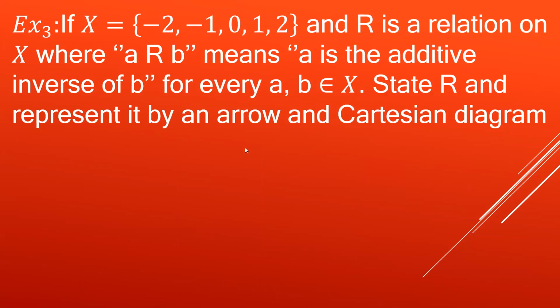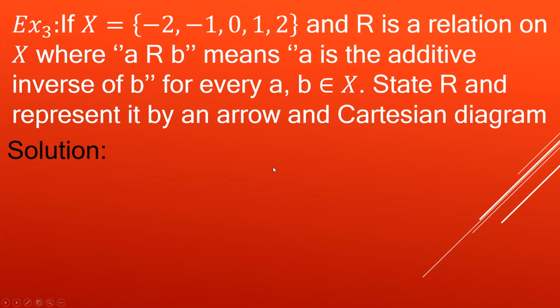Another example. Here we have a non-empty finite set X containing -2, -1, 0, 1, and 2. And R is a relation on X, where A R B means A is the additive inverse of B, for every A and B belonging to the same set X. We need to state the relation and represent it by using the arrow diagram and the Cartesian diagram.